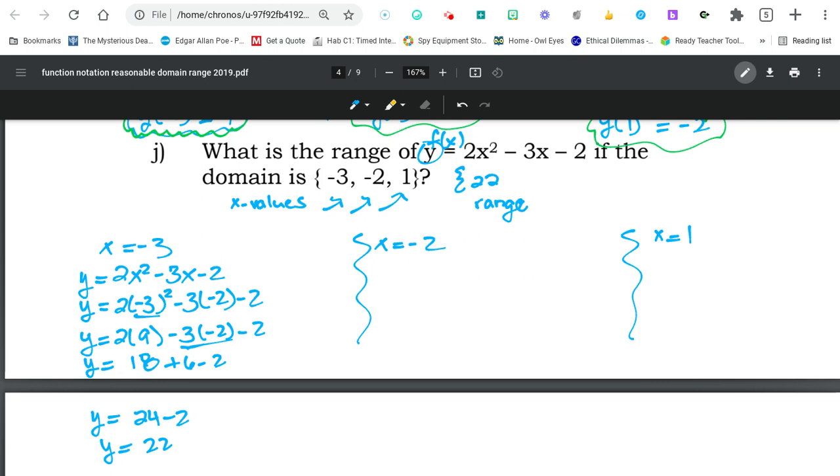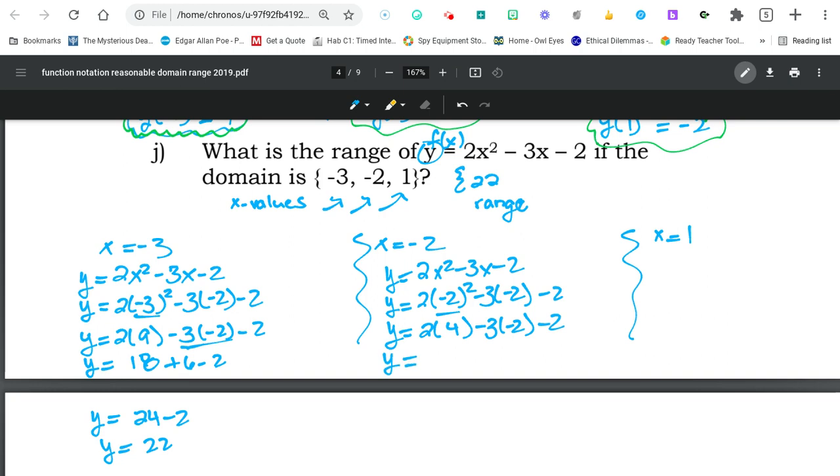All right, let's try an x of 2. So y equals 2x squared minus 3x minus 2. So it's going to be y equals 2 times negative 2 squared minus 3 times negative 2 minus 2. So 2 times negative 2 times negative 2, because you got to do your exponent first, gives us positive 4. Bring the rest of this back down. So we end up with 8 plus 6 minus 2. So that's 14 minus 2, which is 12. So 12 is also in our range set.